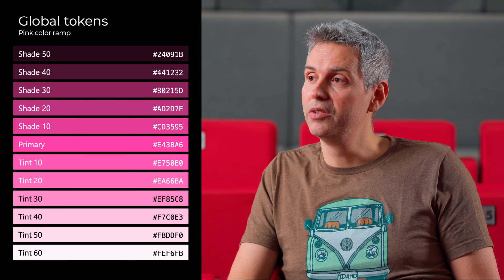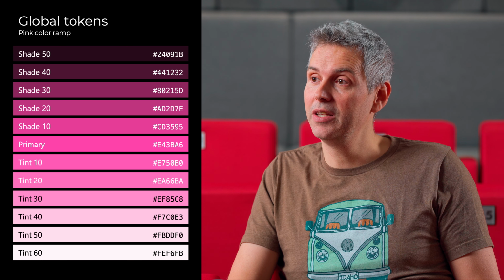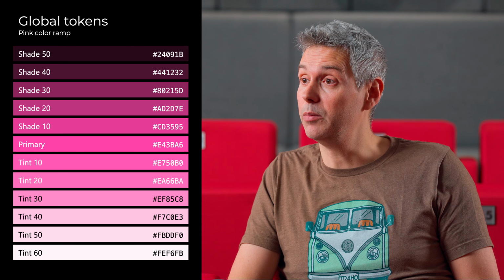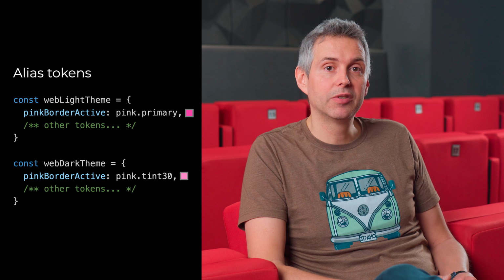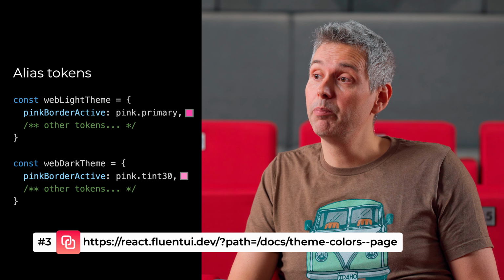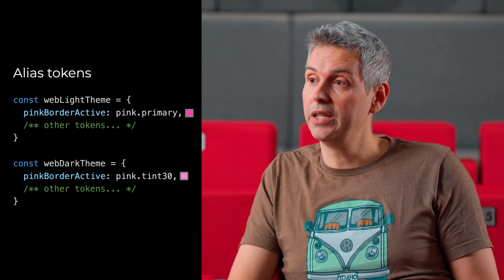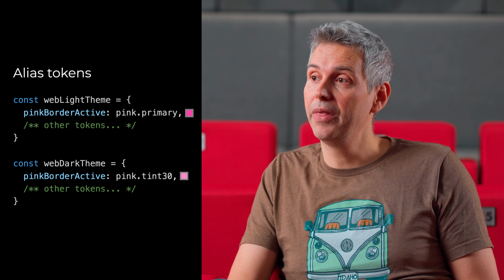The values of global tokens usually do not change among themes. For instance, pink shade 40 is represented by the same hex value in both light and dark themes. On top of global tokens, there are alias tokens which point to global tokens instead of hard-coding any values. While global tokens use arbitrary names like pink shade 40, alias tokens use semantic names like pink border active, which are easier to understand. The mapping of alias tokens differs among themes. For example, the pink border active alias token references pink primary in the light theme, but pink thin 30 in the dark theme. This is how theme switching works.